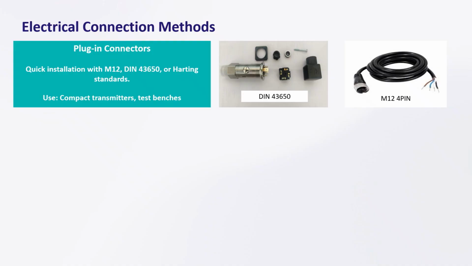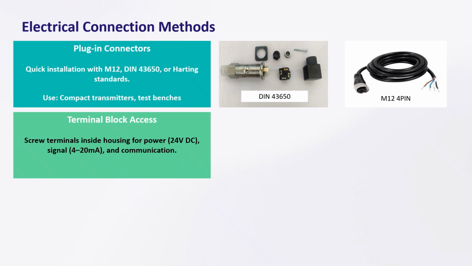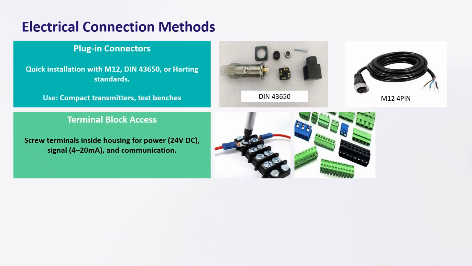D. Terminal block access, found inside transmitter housing. Provides screw terminals for power supply of 24-volt DC, signal 4 to 20 milliamps, and communication, HART. Often labeled as positive or negative.